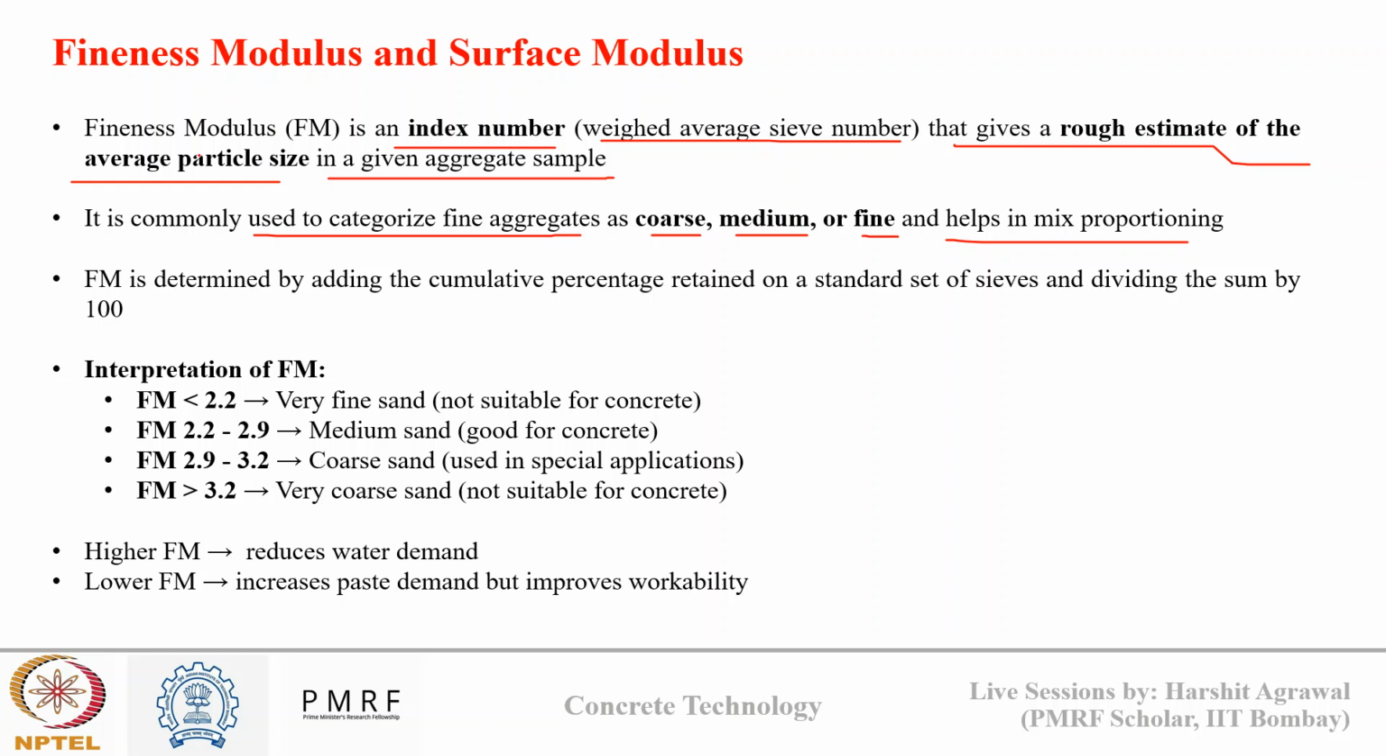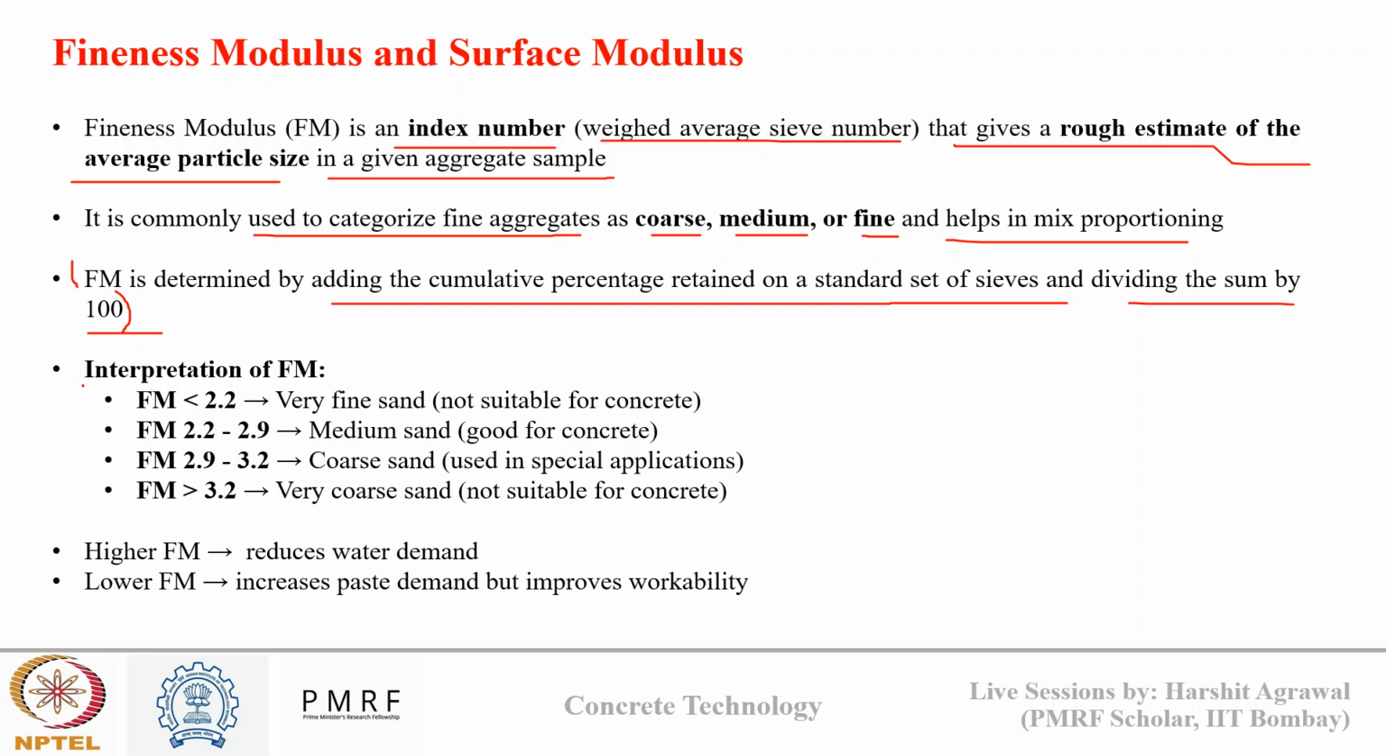How do we calculate fineness modulus? It is determined by adding the cumulative percentage retained on standard sieve sizes and dividing by 100. We will see one numerical here so that you can know how this value comes out. But for now, remember this formula: the cumulative percentage retained on a standard set of sieves divided by 100.